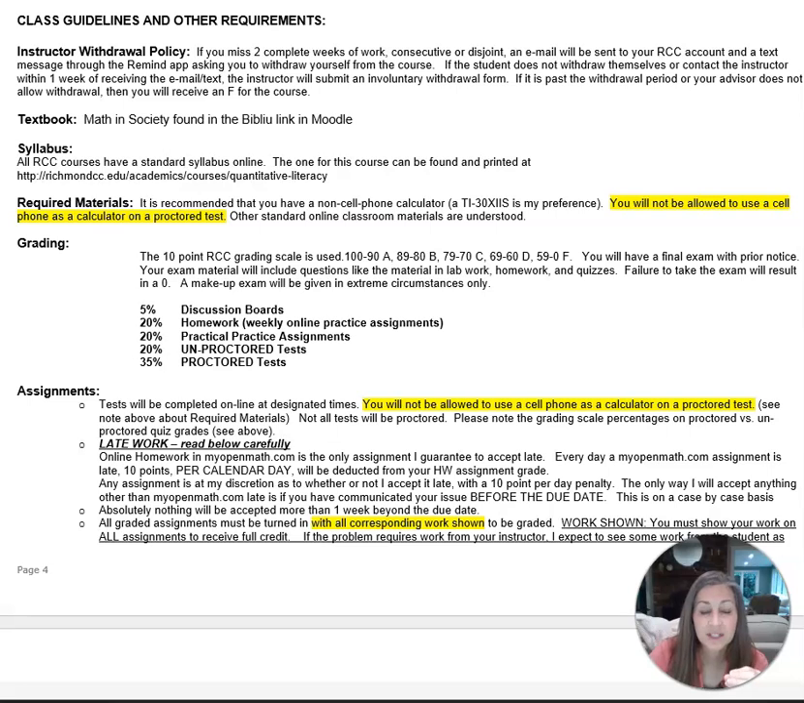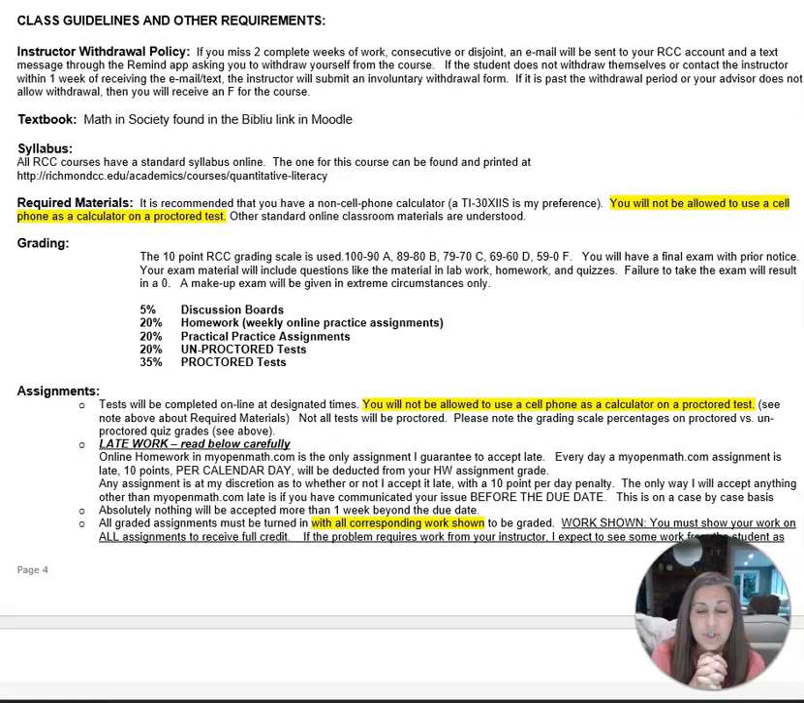But 35% divided by 3 means that each of those 3 proctored tests is a little bit more than 10% of your grade, pushing 12%. If you have failed the proctored test, it will be nearly impossible to pass based on the other percentages. Okay, because 65% of your grade is not proctored, 35% of your grade is. So I wanted to go over that.